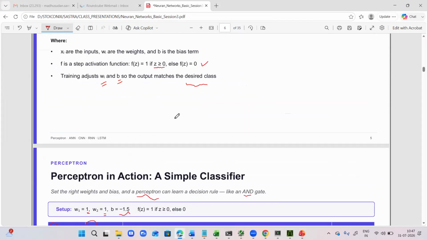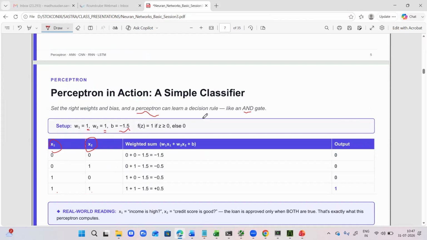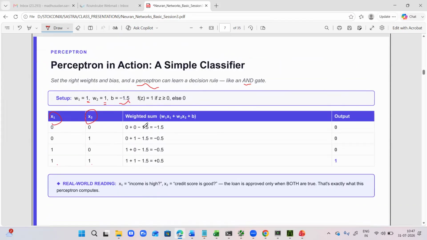Now, if you apply this formula to this example, W1 x1 will be 0 times 1, which is 0, and W2 x2 will again be 0.